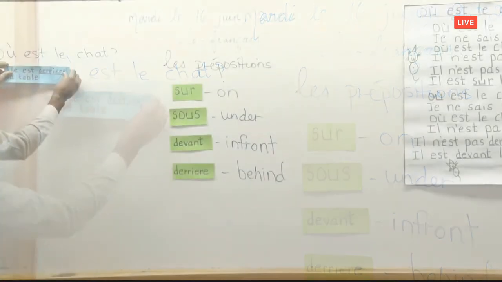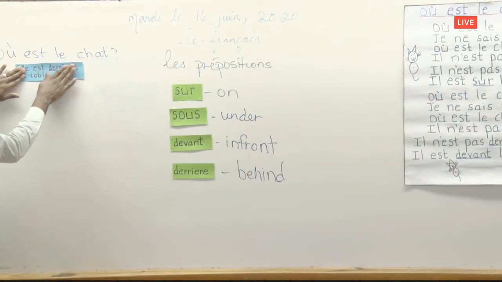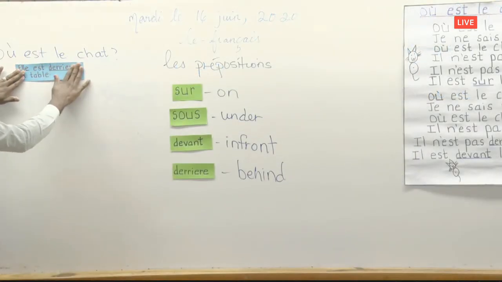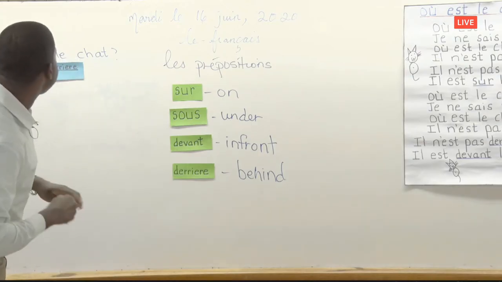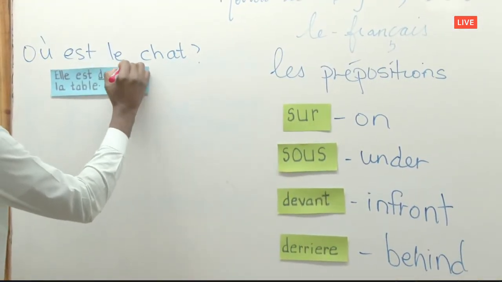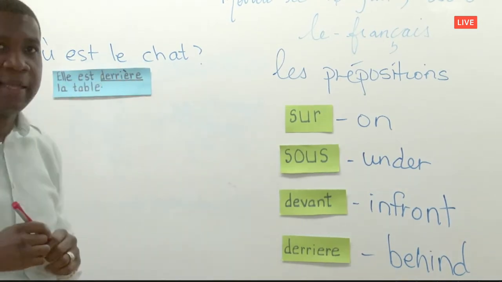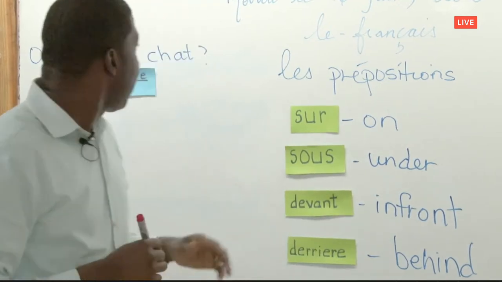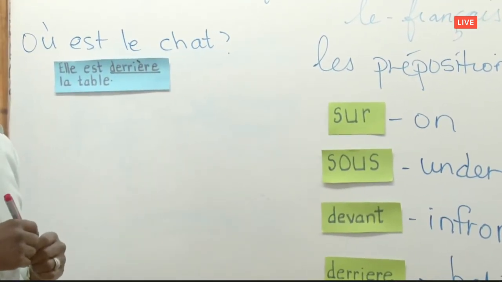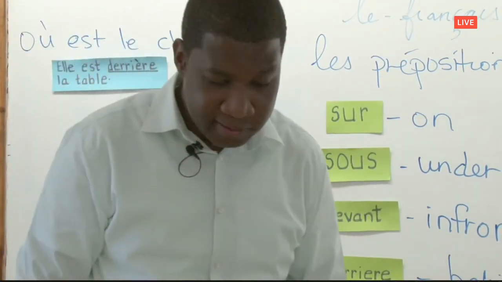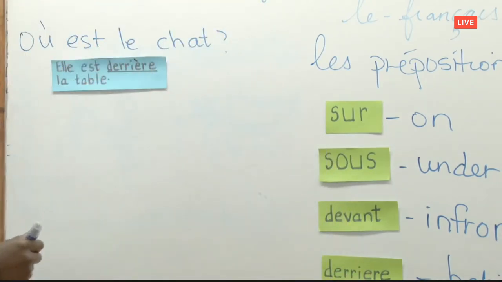Okay, so we have this one. Elle est derrière la table. Okay? Elle est derrière la table. Où est le chat? Elle est derrière la table. We can write another same question again.